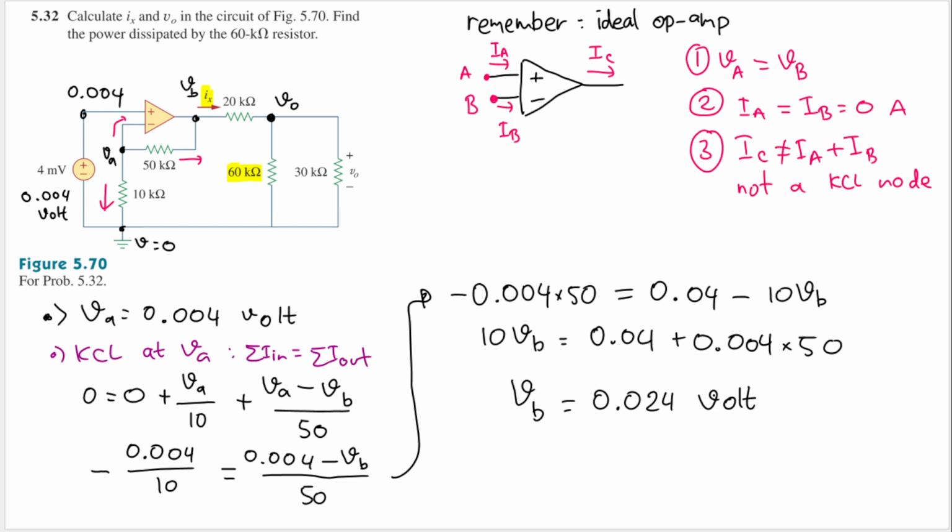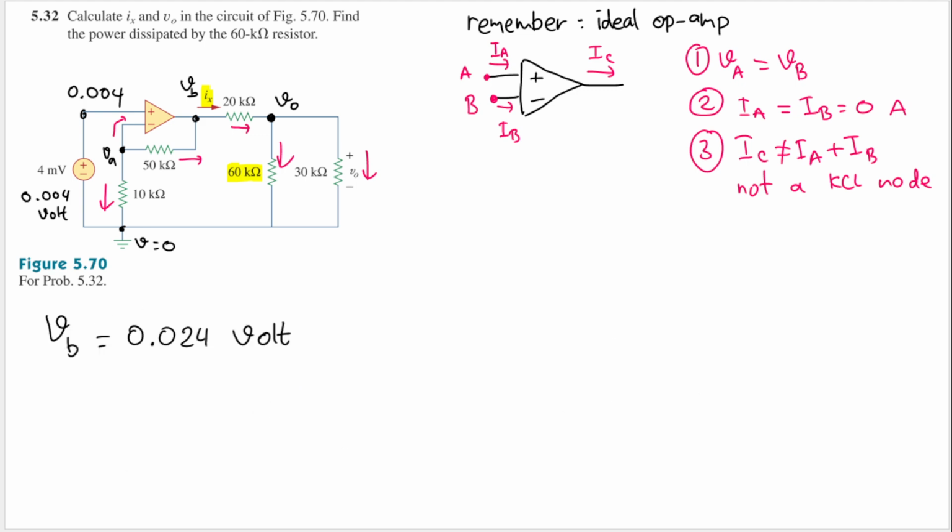Okay, that is VB. And now the next thing that we can do is use KCL at V0. So let's assume the direction of the current here. So I'll have this, this, and this. Okay, let's clean the board. So far we get VB is equal to this one. Now we can do KCL at V0 to find out V0.